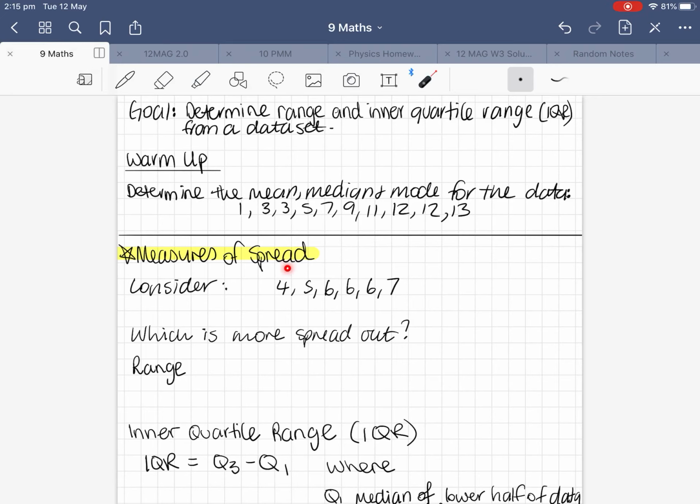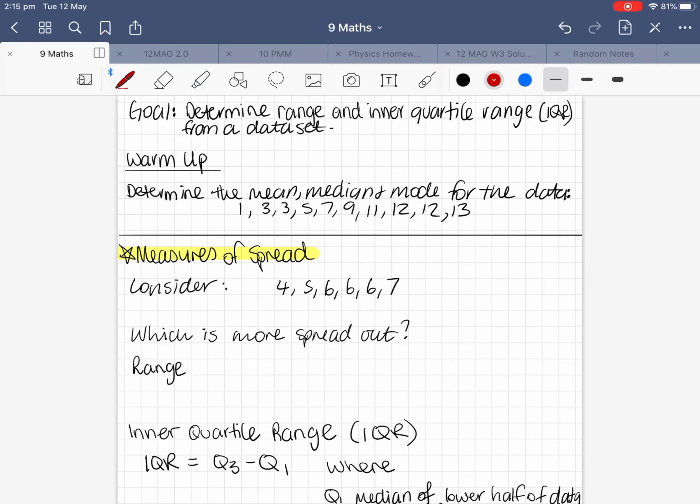So today our title is Measures of Spread. Okay, so that's literally what it sounds like. It's how spread out the data is. So we're going to consider our warm-up data set, and we're going to consider this smaller data set here. And if I was to ask you which data set is more spread out, you would be able to look at this and likely tell me that the answer is this data set up here.